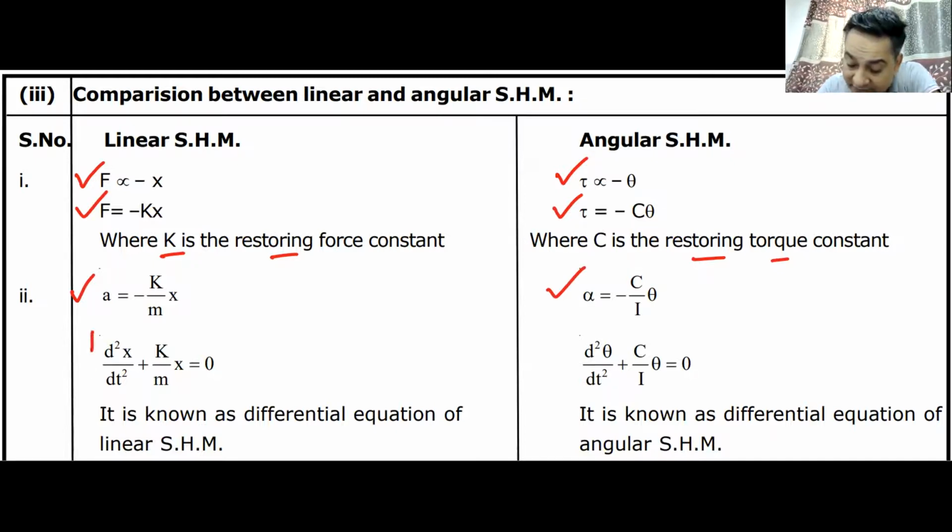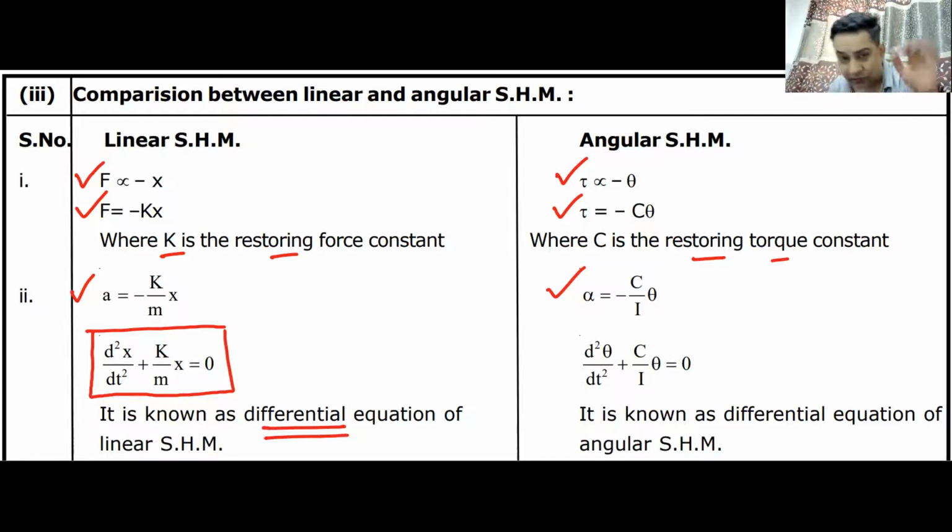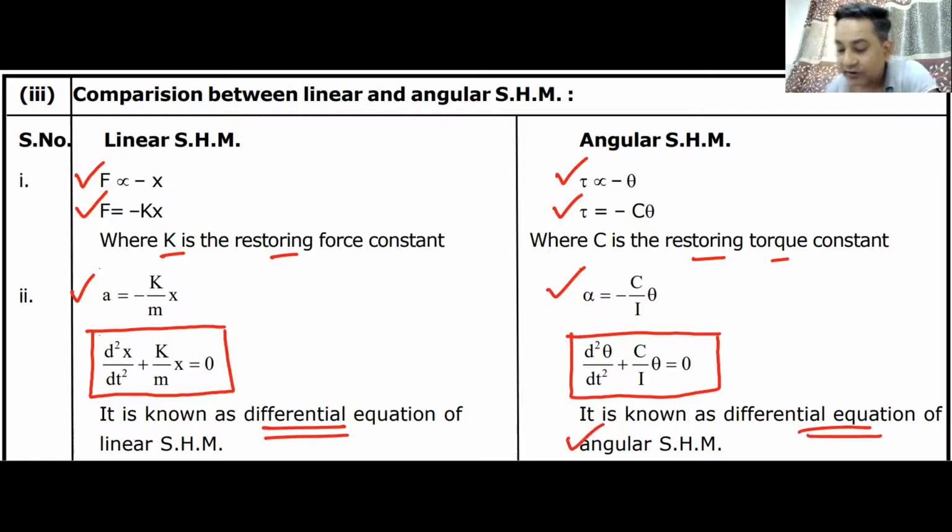Remember, this is how the equation of SHM is written in linear SHM. This is known as the differential equation of linear SHM. Many questions have come directly on this. Please note it down very carefully. Similar equation, you replace x by theta, k by c, and m by I. It becomes the differential equation of angular SHM.